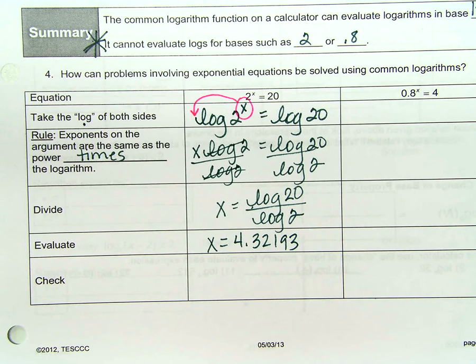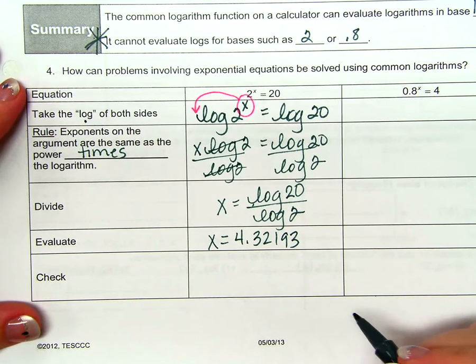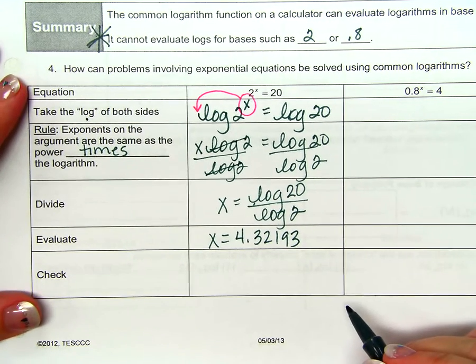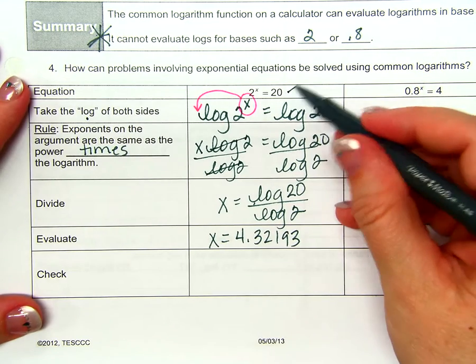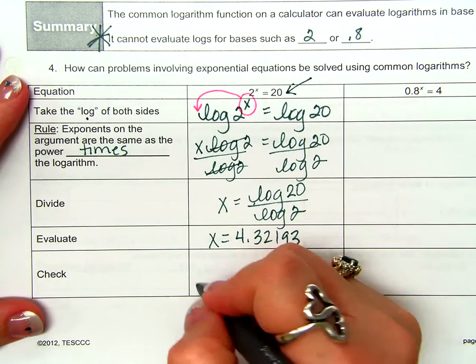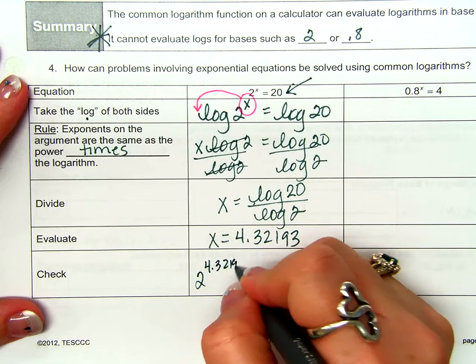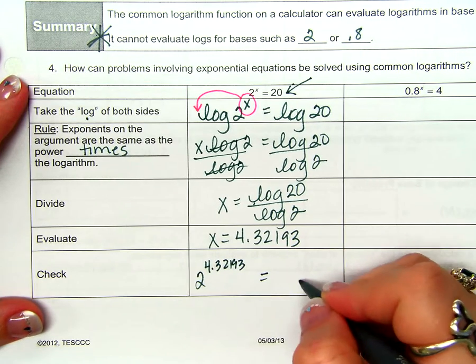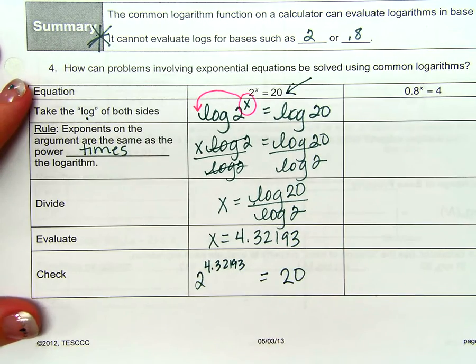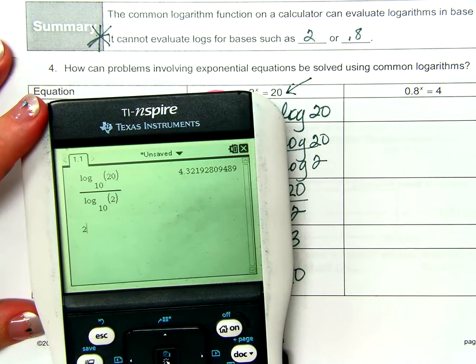How would I check that? Put it in. Where would I substitute it in? Right, way back up here, right? So 2 raised to the 4.32193 should equal 20. 2 raised to the 4.32193.